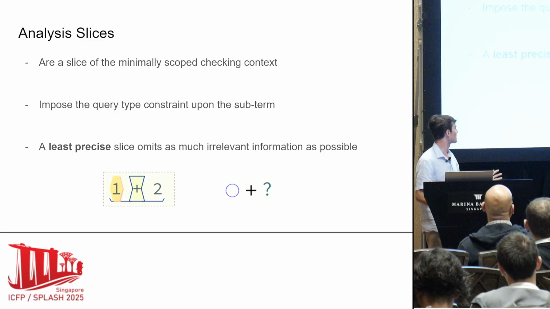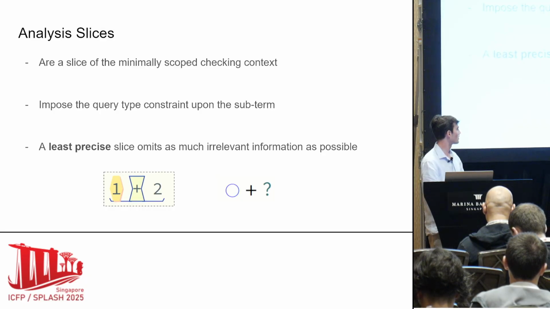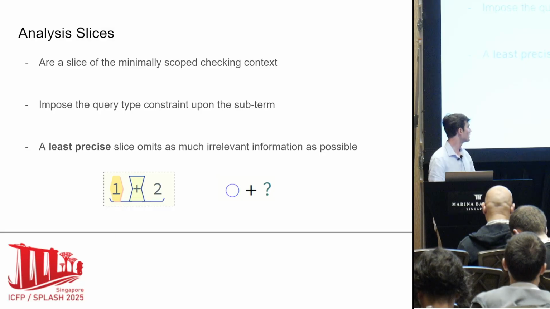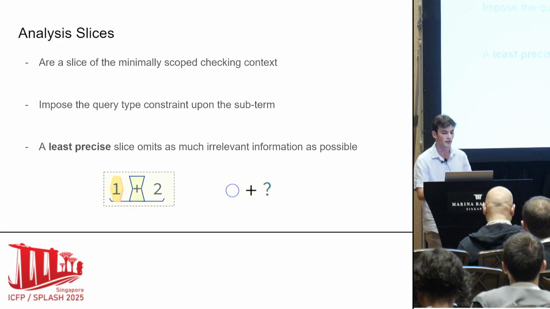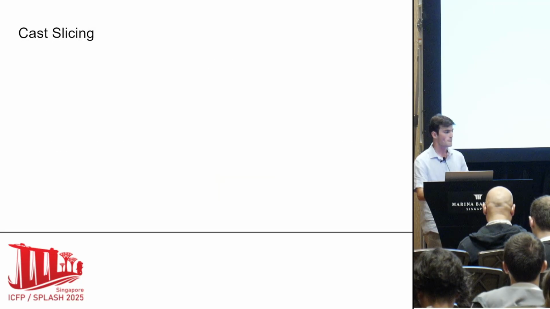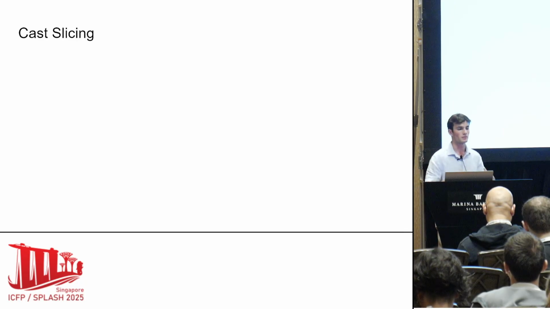So for an extremely simple example, if we have 1 plus 2 as our program, the minimally scoped checking context for 1 is plus 2. Then we can omit the 2 because that doesn't contribute anything to the type here. Well, in the version of Hazel I was using before, I think there's now some sort of ad hoc polymorphism for integers and things like that. Not sure about that.